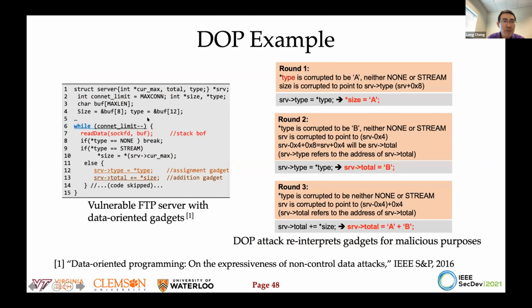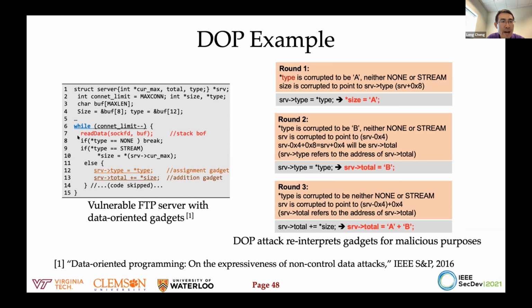Okay, let's look at the code on the left. This code snippet models a very simple FTP server. This server program takes input from the remote client. When receiving a packet, it checks the packet type. We have different types here, and then it does different processing.